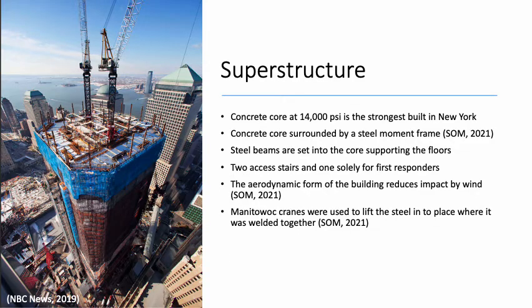The superstructure. So the concrete core is the strongest built in New York. It is surrounded by a steel moment frame, and the steel moment frame are beams welded together and embedded in the concrete. So as I've said, the steel beams are set into the core, which supports the floors, allowing for column-free interior space. And there are 40,800 metric tons of steel in this project.